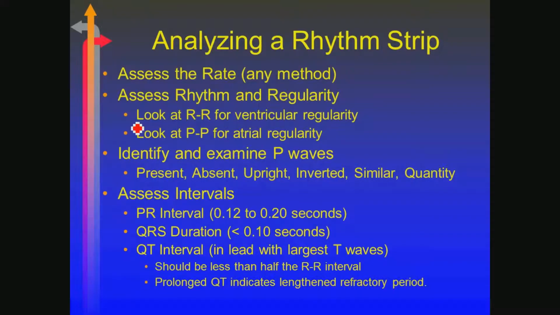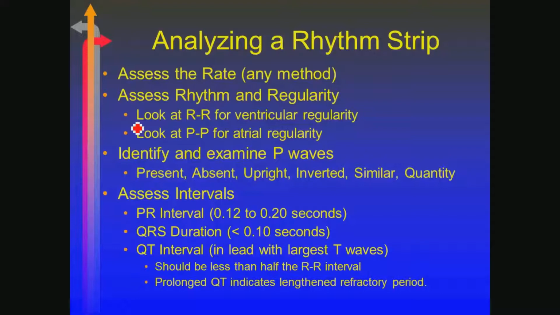So going back to our analyzing of the rhythm strip, we're going to look at the rate, whatever method you want to use. We're going to look at the rhythm and regularity, look at the R to R. Is our distance between each R the same? Is the distance from the origin of a P wave to the next P wave consistent? If it is, then it's a regular rhythm.